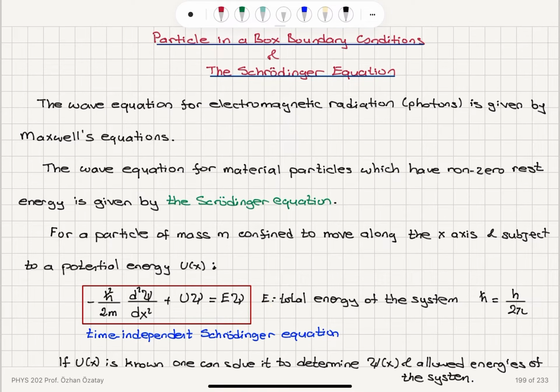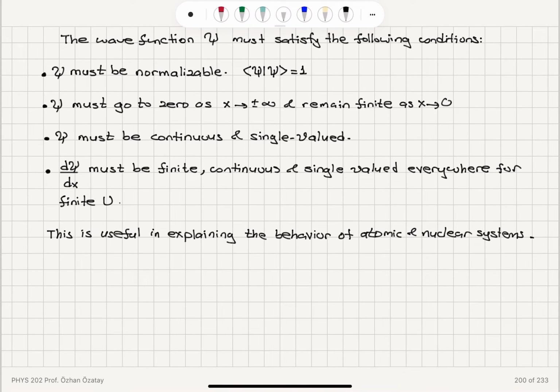There is no time dependence. For the wave function, we only have the spatial part, the x dependence. If you know the potential energy profile as a function of x, we can solve this equation to find the wave function and the corresponding energy levels. We will see an example in the next lecture.